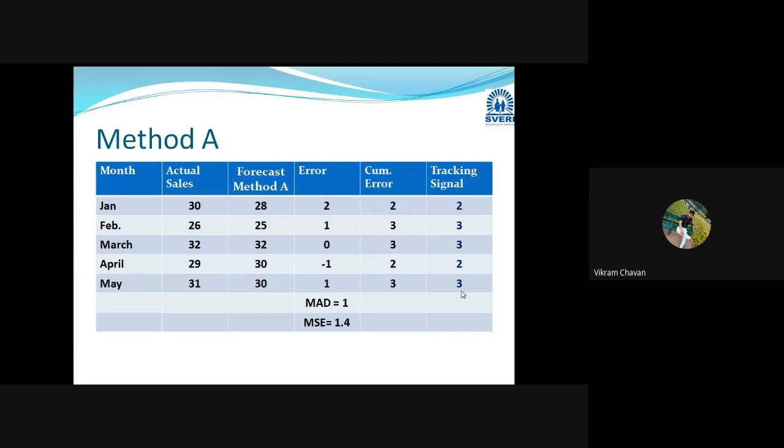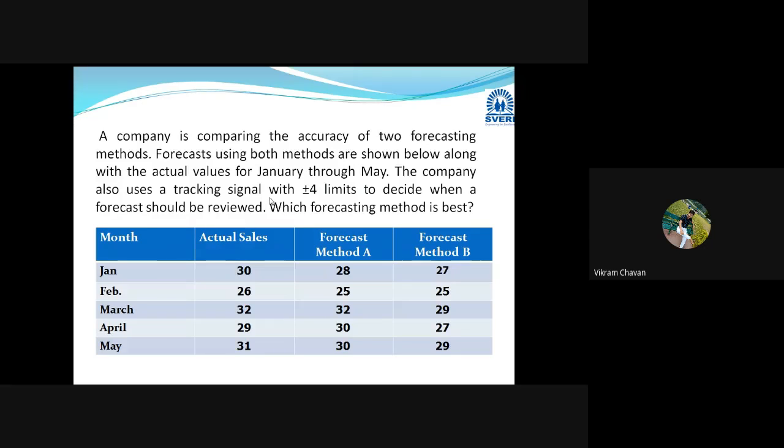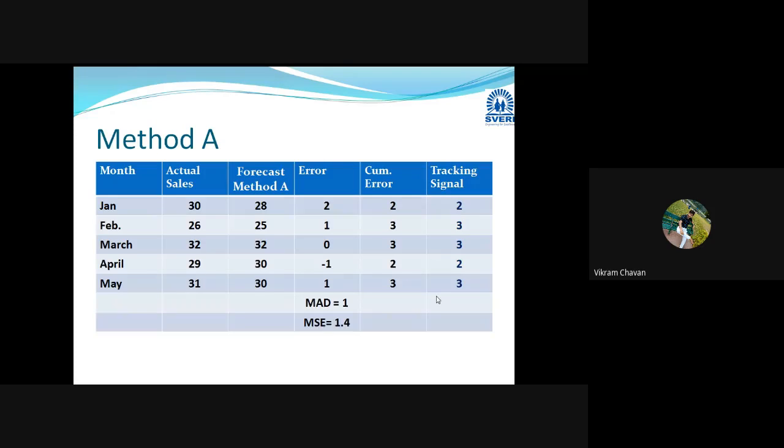And in our problem, it is mentioned that the company also uses a tracking signal with plus or minus 4 limits to decide when a forecast should be reviewed. Now in case of method A, we have not crossed the limit. The tracking signal is within limit, so we need not review the forecasting method. This methodology is absolutely fine to determine the forecast for the next month. Once we get a tracking signal beyond the limit, then we have to review that particular method.